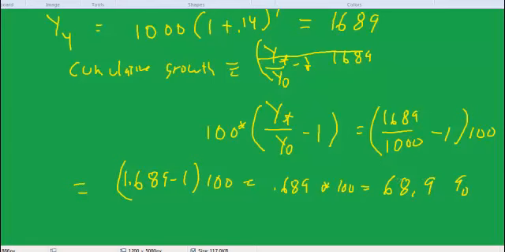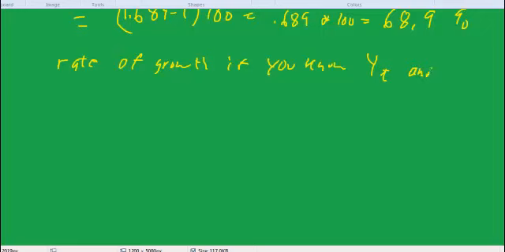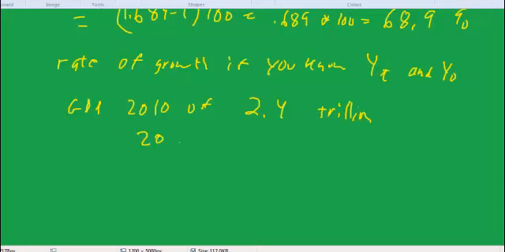So that's cumulative growth. The next thing I want to do is to calculate a compound rate of growth. So what is the rate of growth if you know Yt and Y0? So let's say we know our economy has a GDP in 2010 of 2.4 trillion, and let's say in 2000 the GDP was 2.0 trillion. What was the average growth rate?